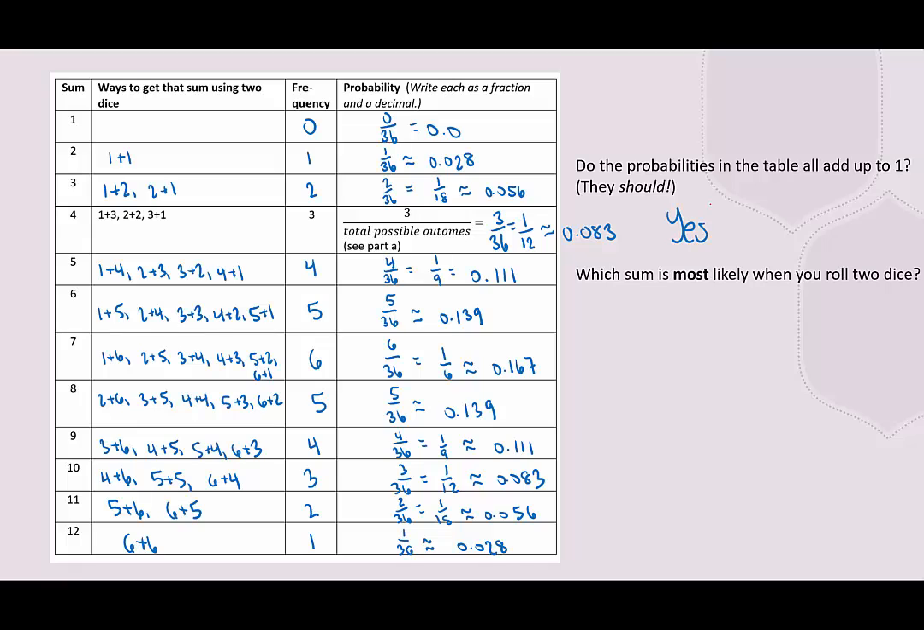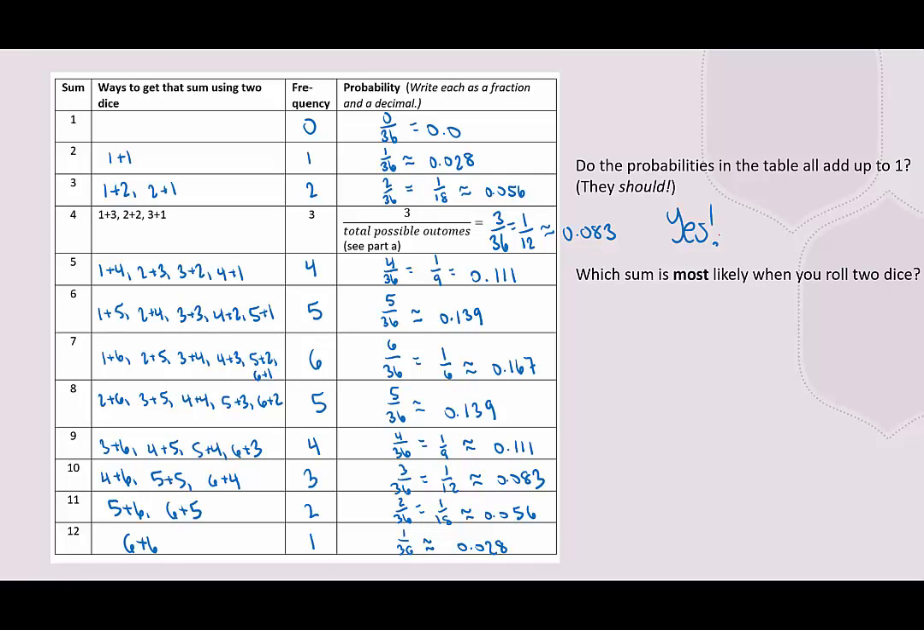I'm going to say yes. Yay. If you did the rounded decimals, it might add up to like 1.02 or 1.01, and that's fine. That's just rounding error. That's not a problem as long as it's close to 1 or 100%.